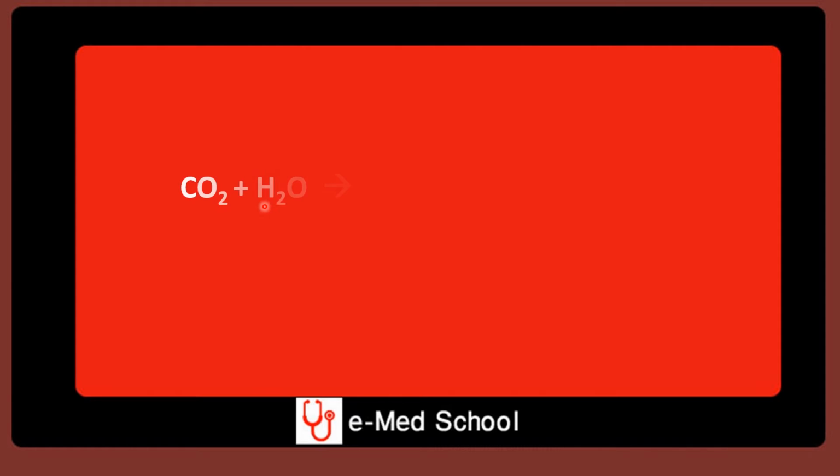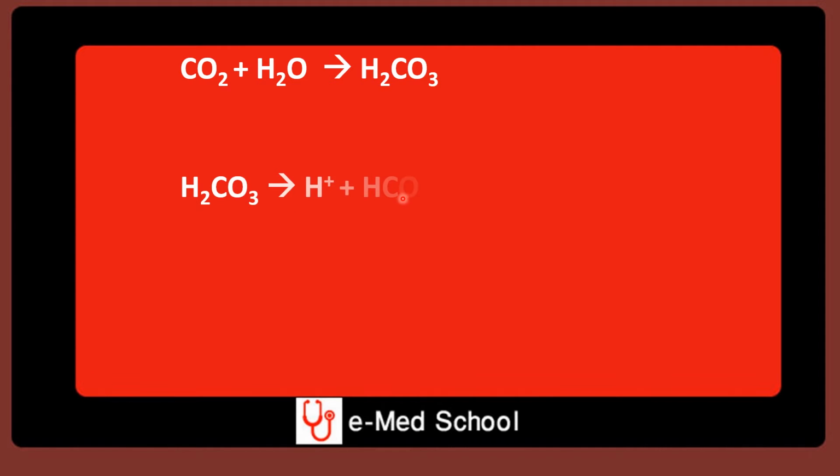So carbon dioxide combines with water and forms carbonic acid, and the enzyme involved is the same that we discussed time and again, carbonic anhydrase, the same enzyme that was involved in the chloride shift. You can check out the video on chloride shift. I have given the link in the description box. So carbonic acid now splits into H plus and HCO3 minus ion. So carbonic acid splits into proton and bicarbonate ion.